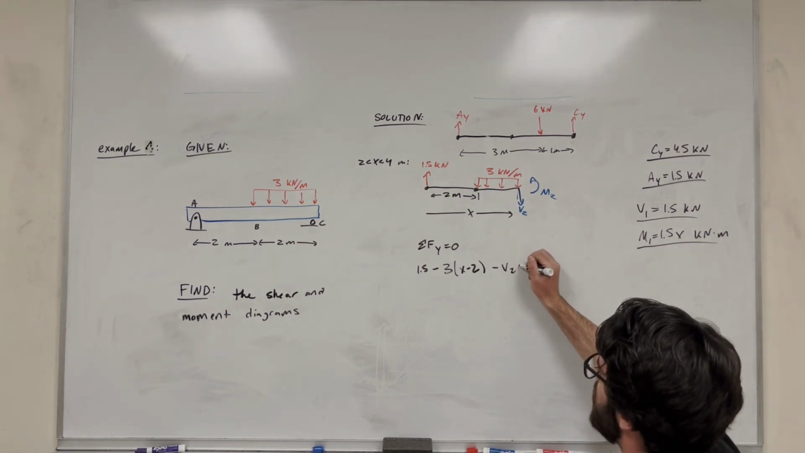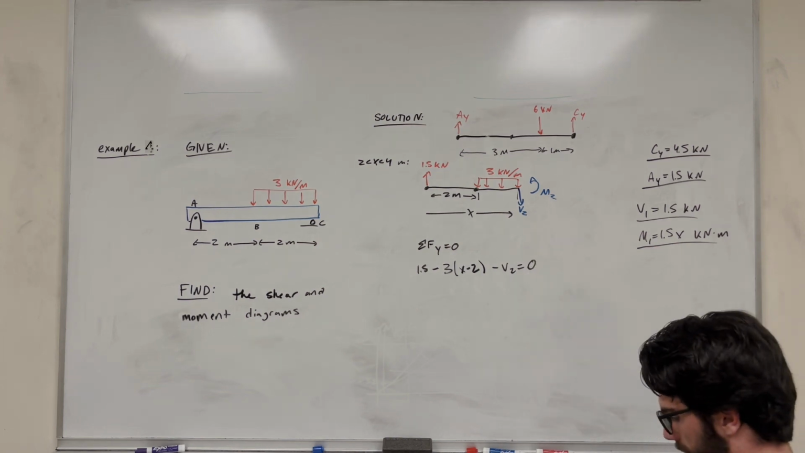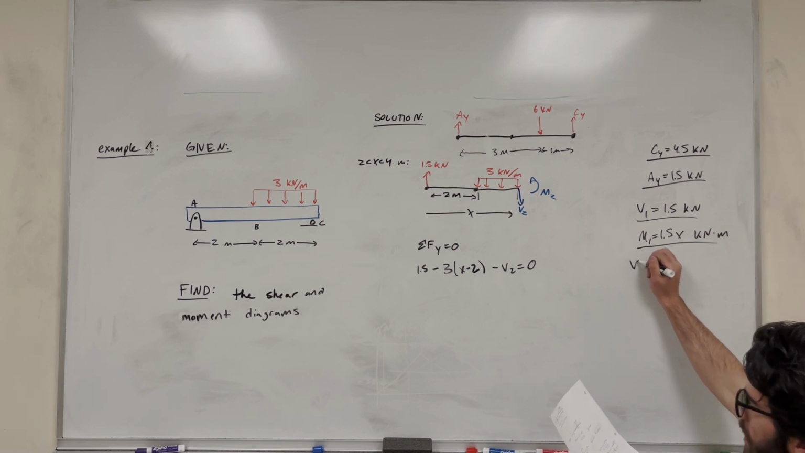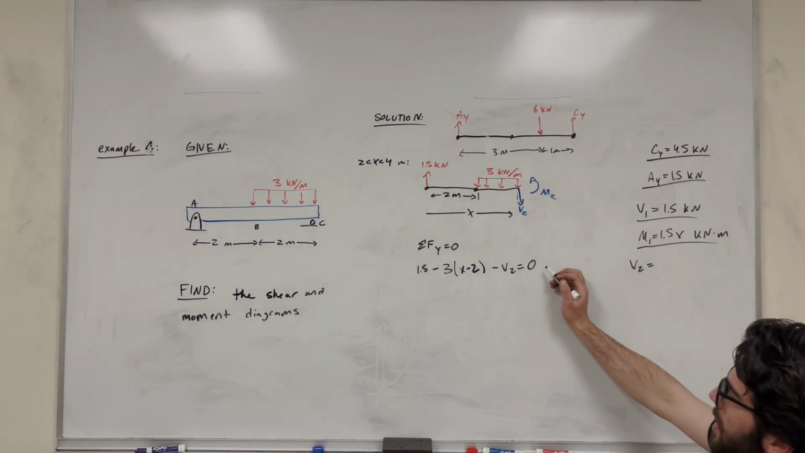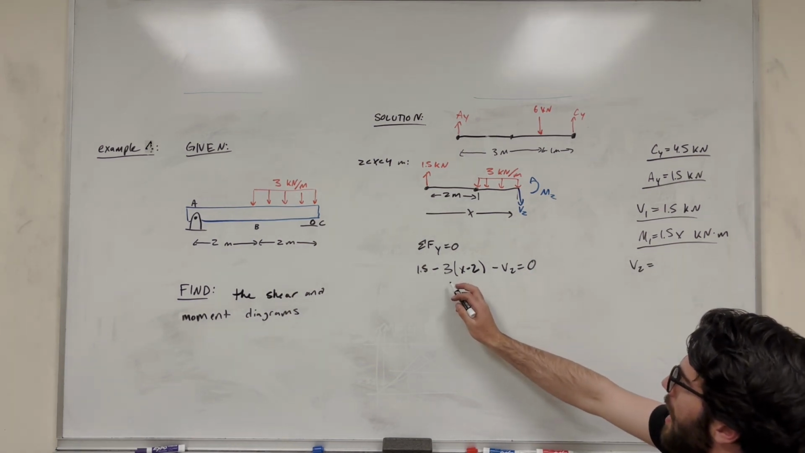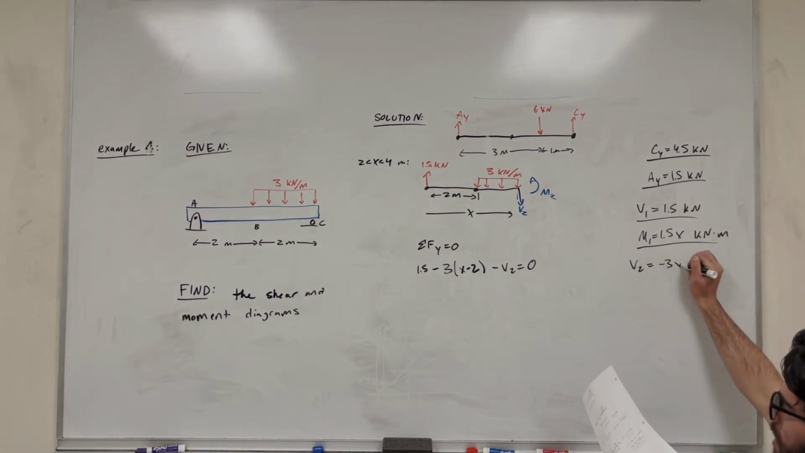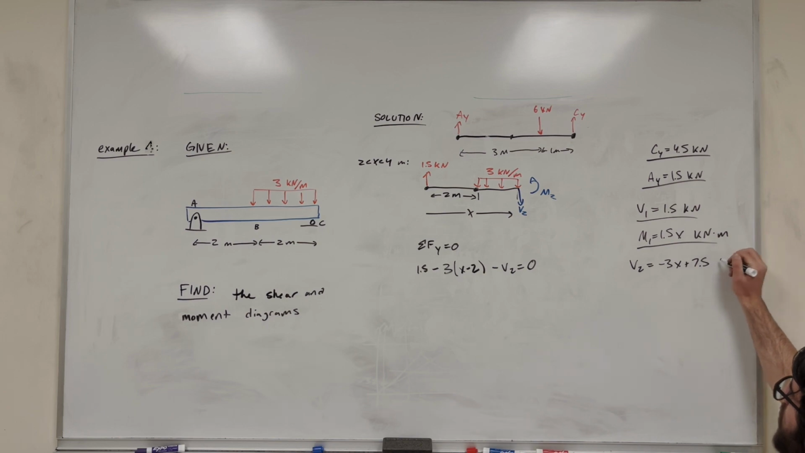And we have to subtract V2, of course, so that I can get that equal to 0. Make sure I did this right. Looks like I did. You're going to find that V2, by moving that to the other side, is going to become negative 3x plus 7.5. So V2 equals minus 3x plus 7.5 kilonewtons.